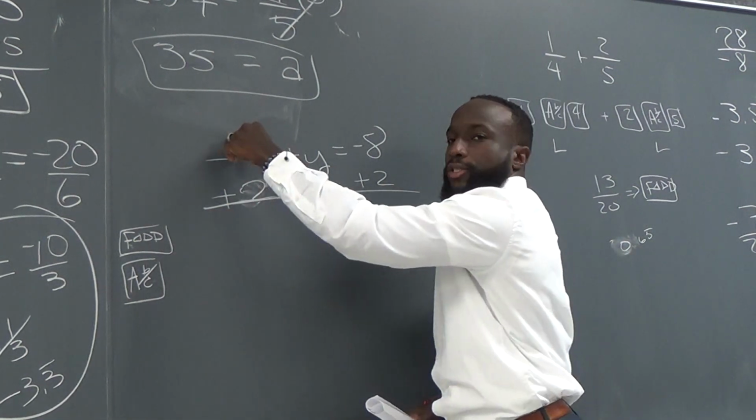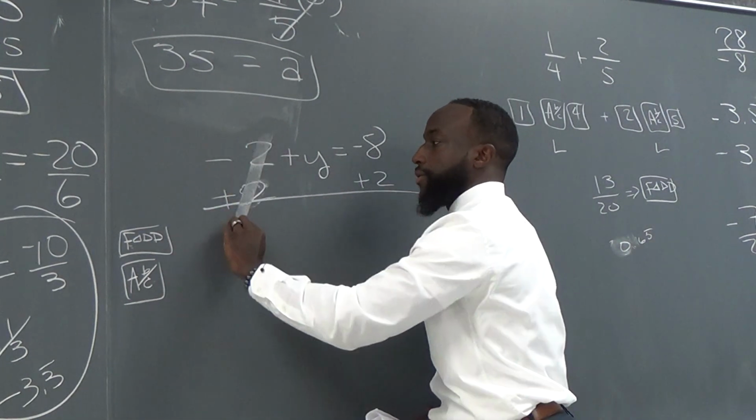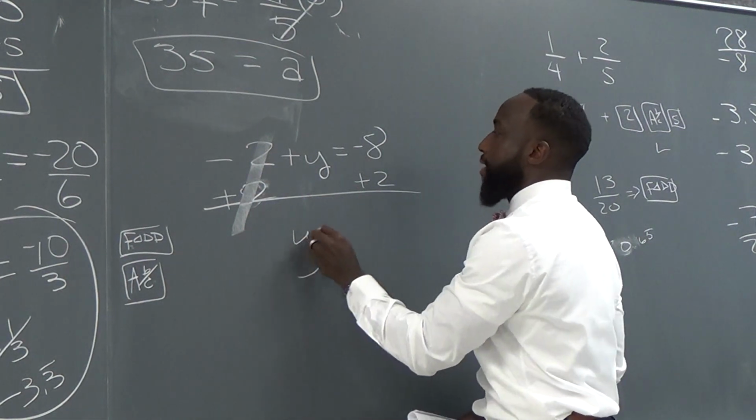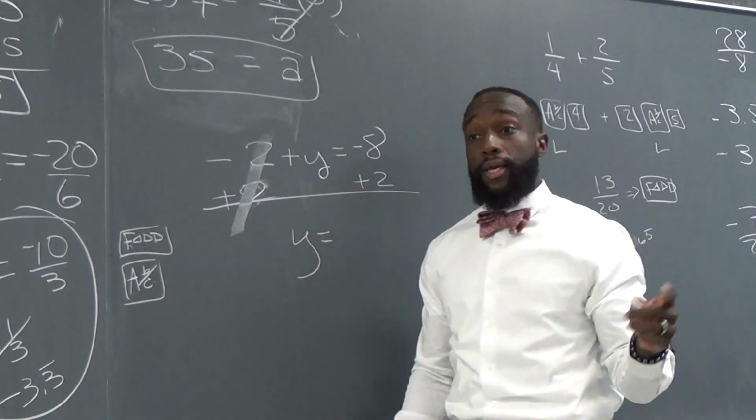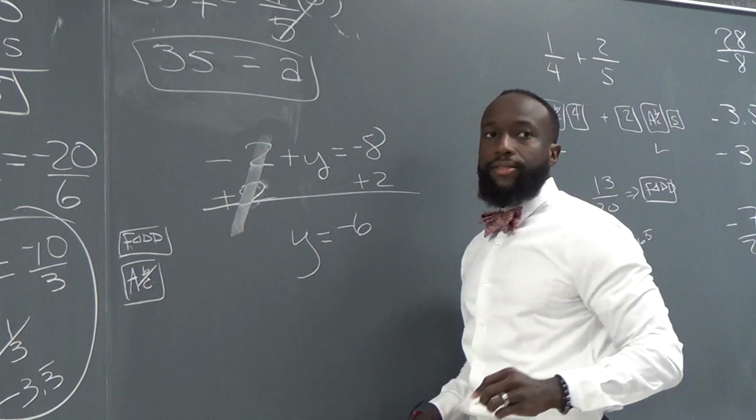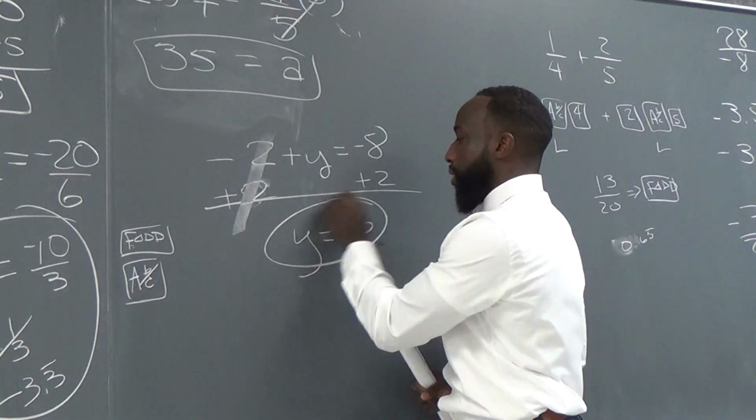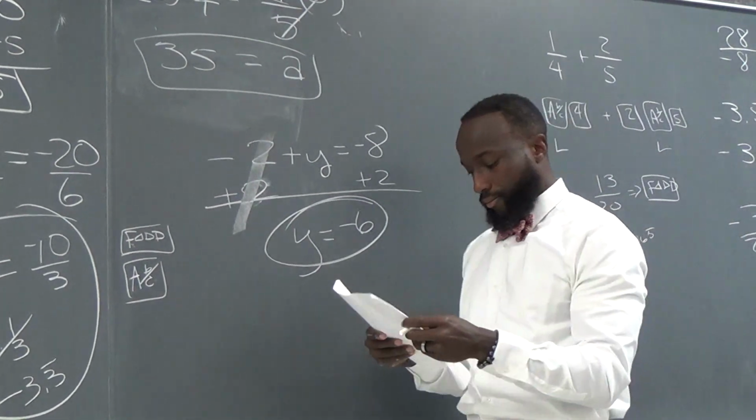So now, negative 2 plus 2 is 0. You're going to have y equals negative 8 plus 2, which is what? Negative 6. Different sign, subtract. Keep the sign of the big number, then you can get that.